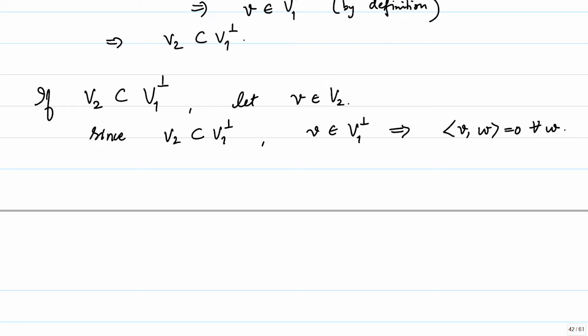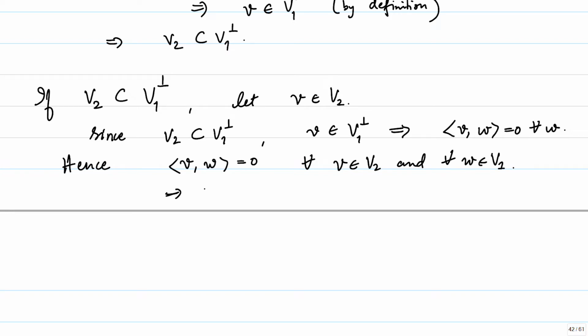But our choice of V was arbitrary. So, hence the inner product of V with W is equal to 0 for all V in V2 and for all W in V1. This implies that V1 is orthogonal to V2. So, yes, we have proved that the orthogonal complement is the largest subspace which is orthogonal to our given subspace.